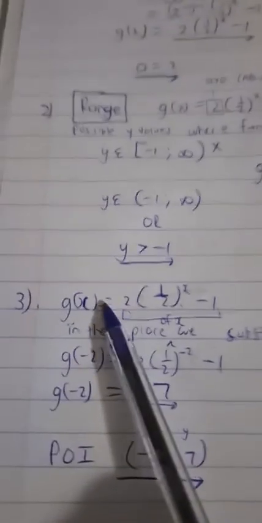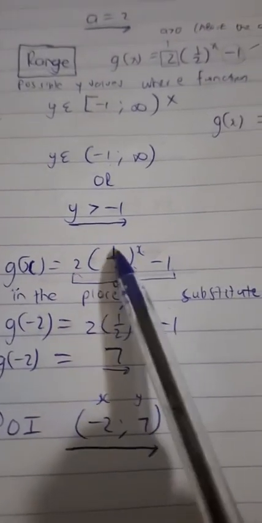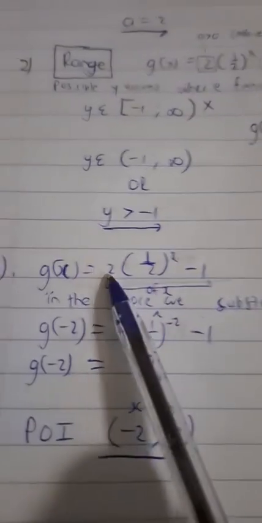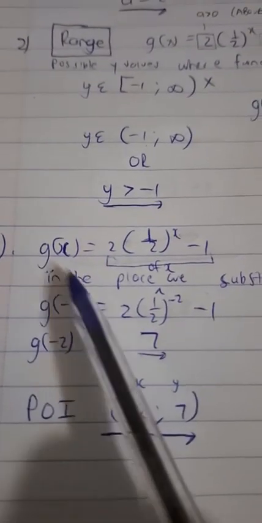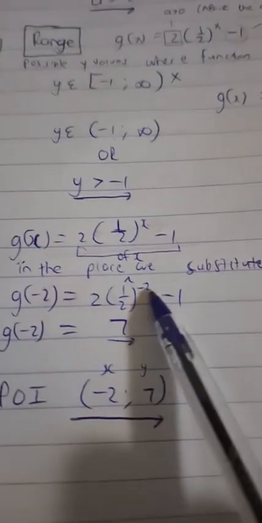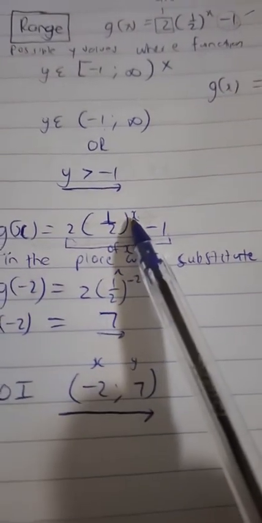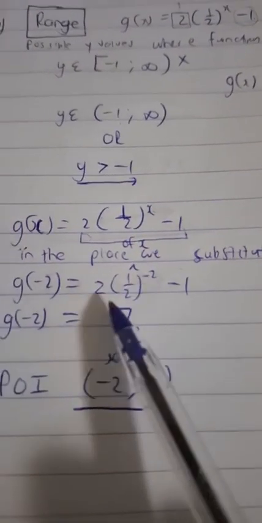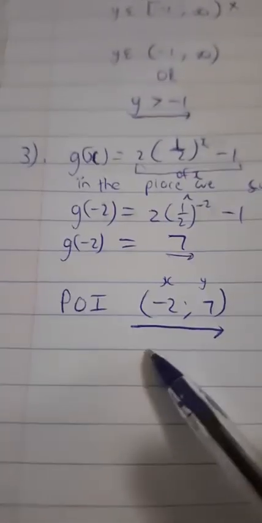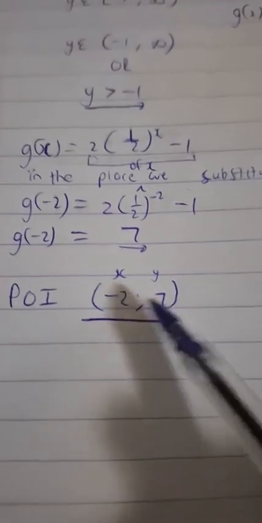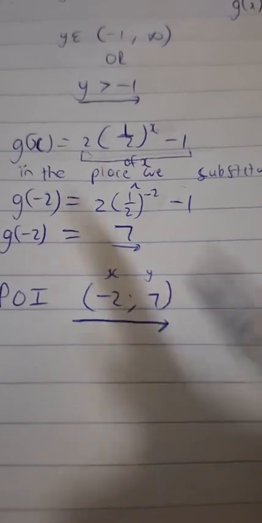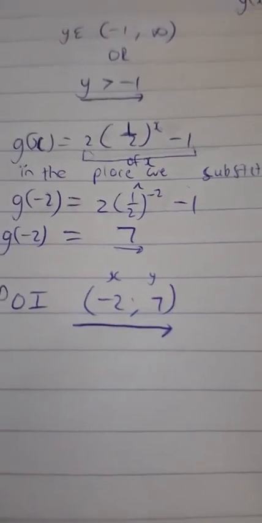Okay, and all we need to do, since we have the function g of x already, remember we have the function g of x equal to 2 into half to the power x minus 1. All we did is we substitute -2 in the place of x. We replace the x in our expression with -2. We use our calculator, which just nicely substitutes. We get 7. There it is. So that's our coordinates. Coordinates are -2 and 7.